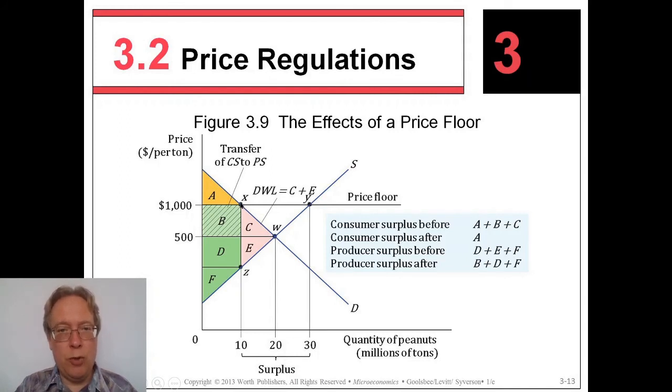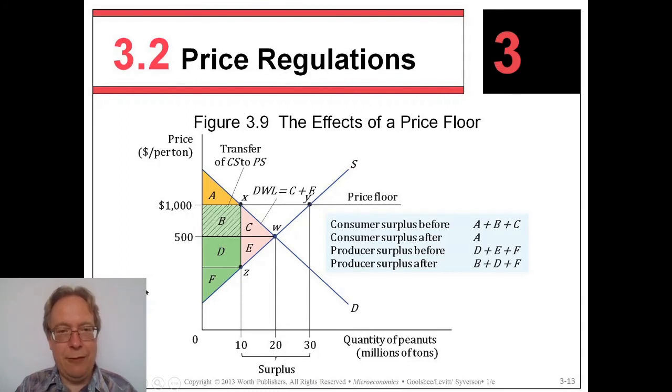So what's the new consumer surplus? That's only this area A. What about producer surplus? Well, everything below price, above the supply curve, but up to the point where trade takes place, right? So that's area B plus D plus F.